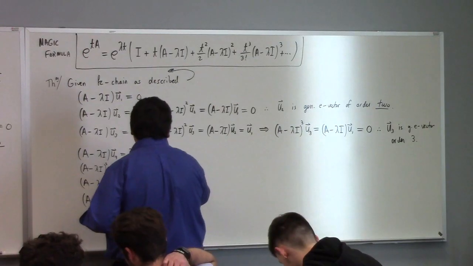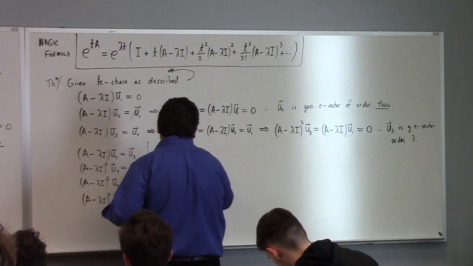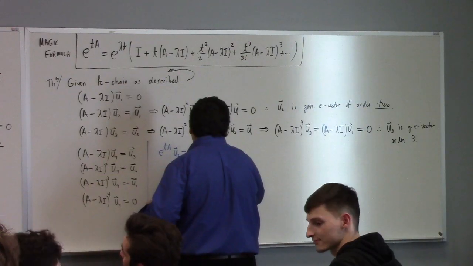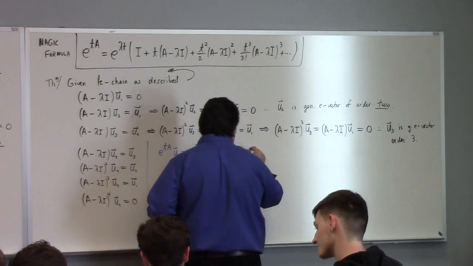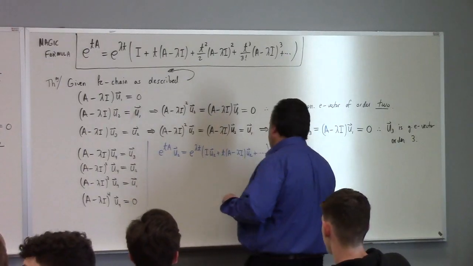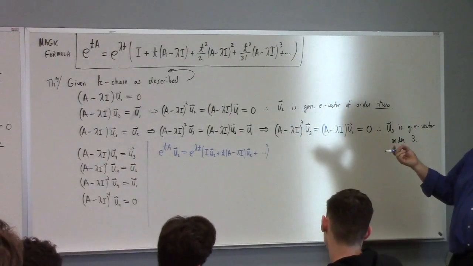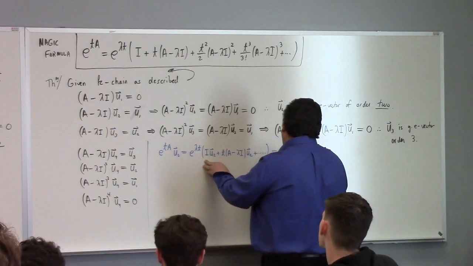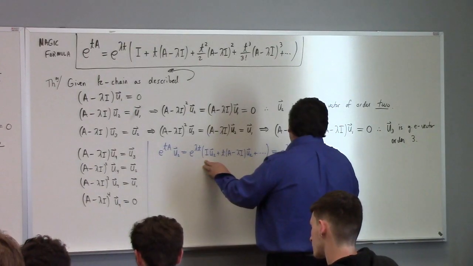So let's look at that. If we take e to the tA times u2, that's e to the lambda t times (I u2 plus t times (A minus lambda I) u2 plus stuff that goes to 0), because (A minus lambda I) squared acting on u2 is 0. So the series truncates to these first two terms, and we get e to the lambda t times (u2 plus t u1).